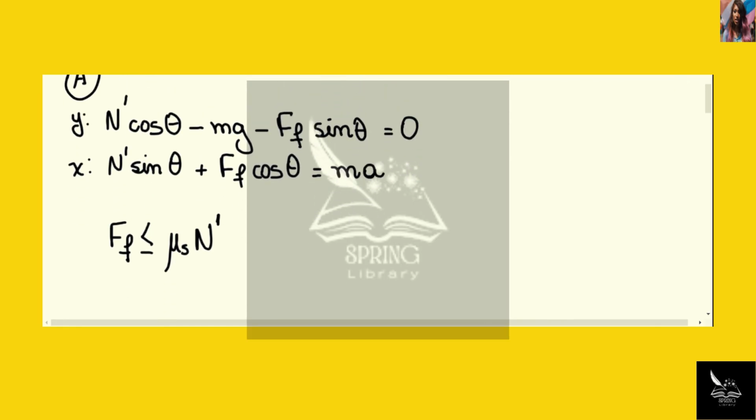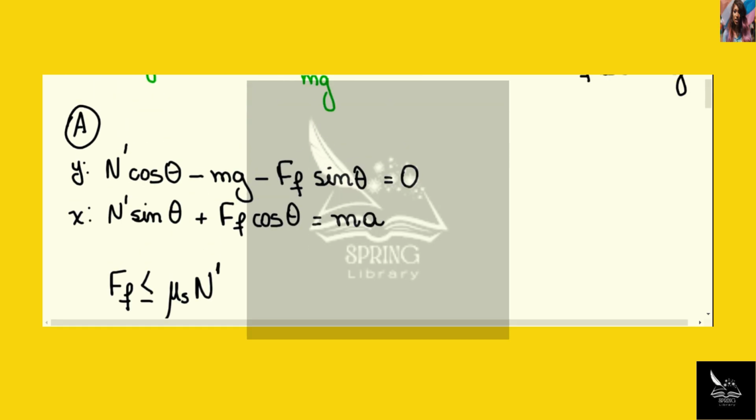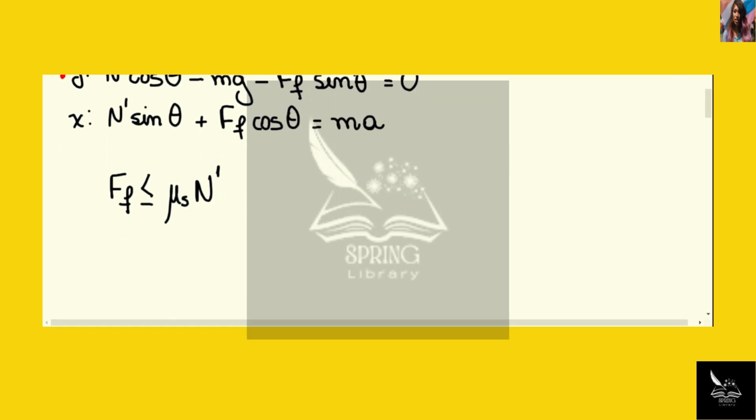And I'm going to insert this into the equation in order to find the maximum value of n prime. So I'm going to take the equation for block A in the y direction, this one here, and insert this formula for the frictional force. So we have n prime cosine of theta minus mg minus mu s times n prime times sine of theta, and this is equal to 0.